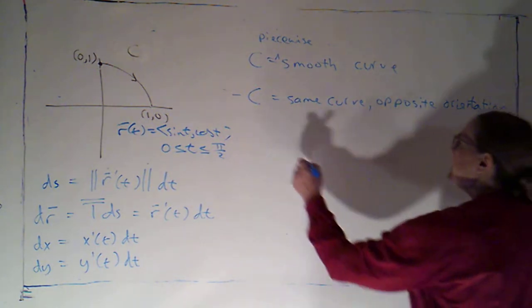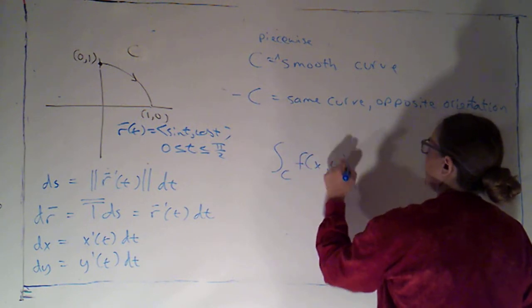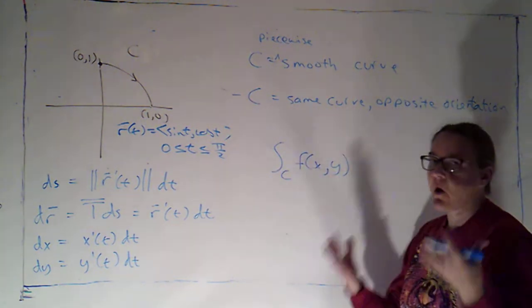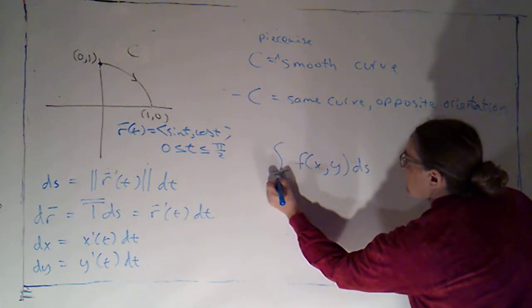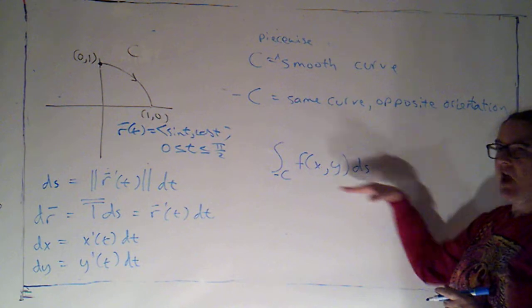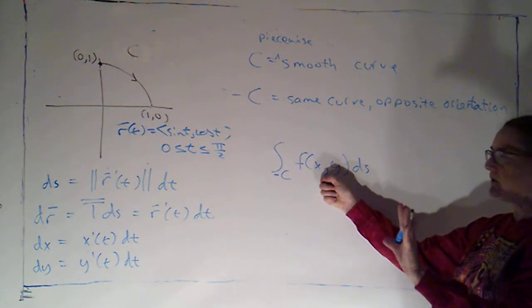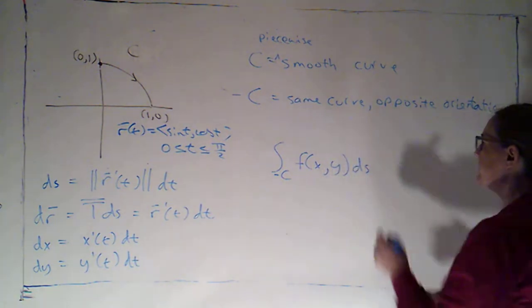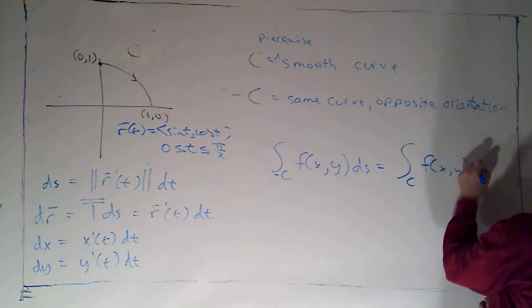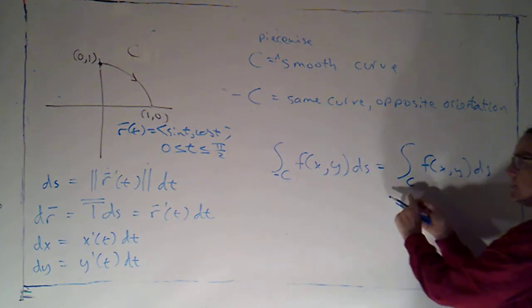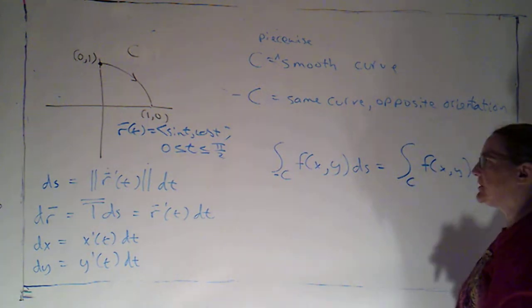Okay. If I have an integral, I'm just going to write these in 2-space, all of this extends to 3-space. If I had just a regular line integral, so this doesn't involve any vector fields, this is just a plain old regular line integral of a function, this is going to be exactly the same as if I did the same line integral over C. Switching the orientation does not affect the value of the line integral.